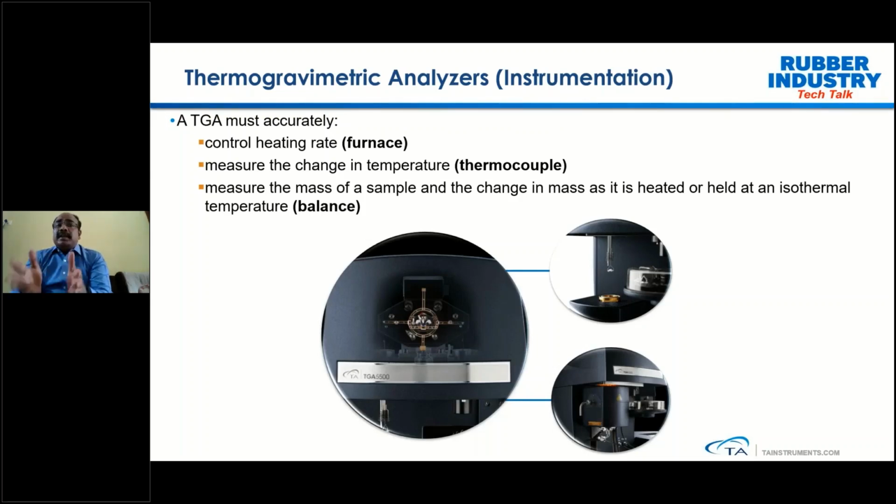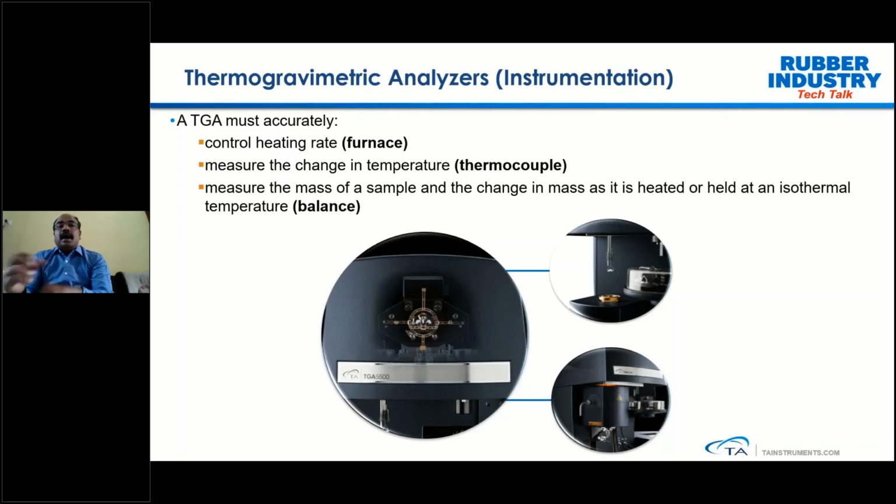One is the furnace. The furnace is the one which controls the heating rate. Furnace is the place where you control the heating rate as well as temperature. You maintain a particular temperature, and then you can also do the atmospheric control. So the furnace is one of the very important aspects. And then comes the change in measured temperature that is being measured by basically a thermocouple. And the third, of course, is the balance.